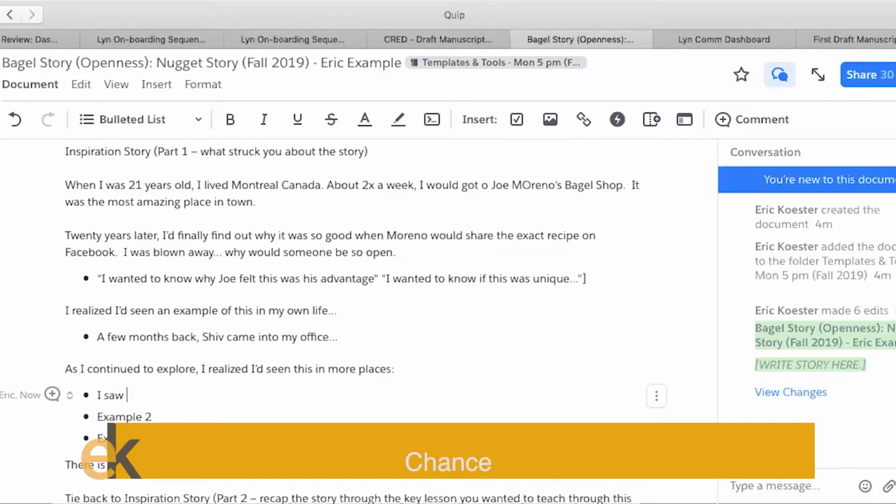I saw Chance the Rapper on Jimmy Fallon. You know, my friend Brian Johnson shared his investor strategy. And I even realized that Soylent had left the recipe on its site, even though it was selling it now.